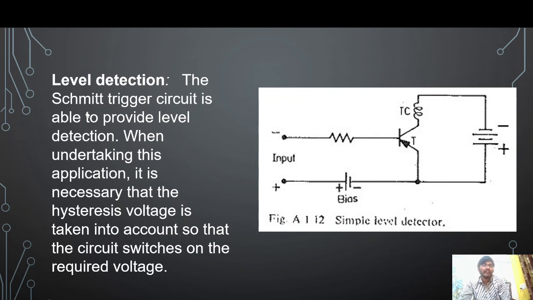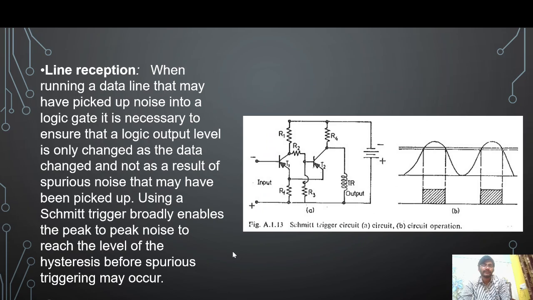Next, level detection. Another application is level detection. The Schmitt trigger circuit is able to provide level detection. When undertaking this application, it is necessary that the hysteresis voltage is taken into account so that the circuit switches at the required voltage.